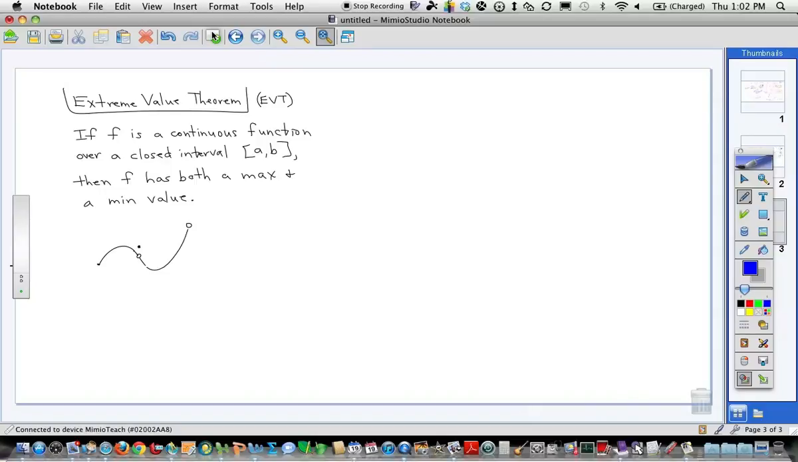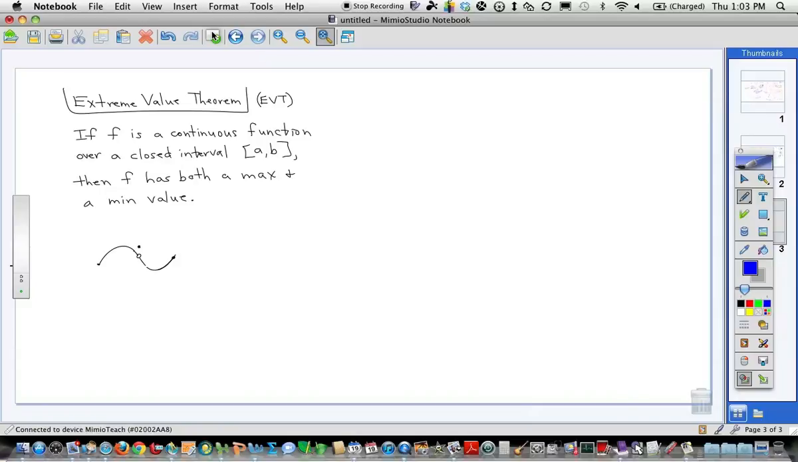Now, again, it's possible, we gave the example a minute ago. If I would have stopped at this point right here, okay, now, does this function have both a max and a min? Does the conclusion to the extreme value theorem still hold? Yes. Even though this is not continuous, there's still a min here and there's a max there.